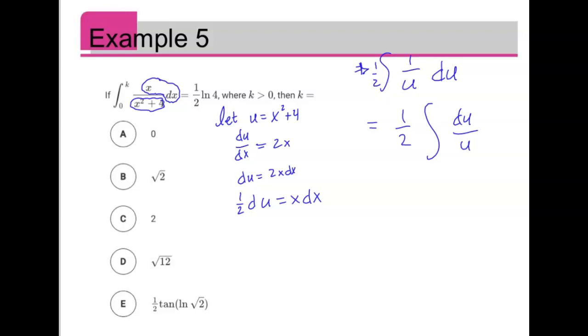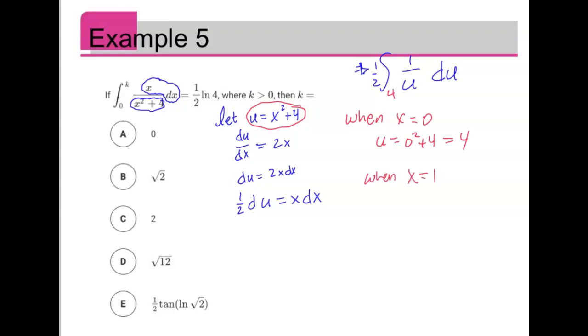All right. Let's deal with my limits of integration. This is a definite integral, so what we want to do is update the limits to be in terms of u. So let's look at the lower limit first. When x is 0, u, using this formula that we defined for u, is just 0 squared plus 4, or 4. Does that make sense? My new lower limit is 4. When x is k, what's u? k squared plus 4. My new upper limit is k squared plus 4.